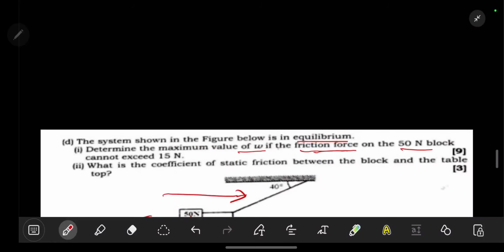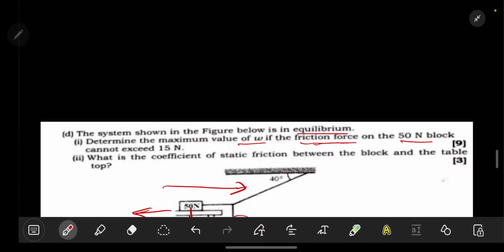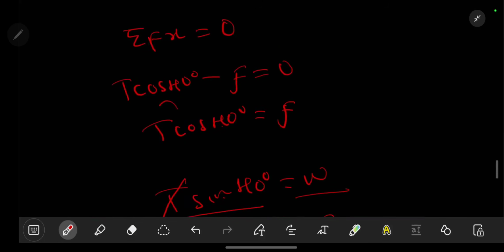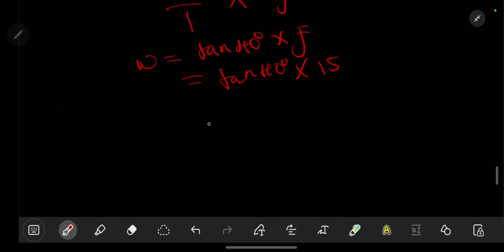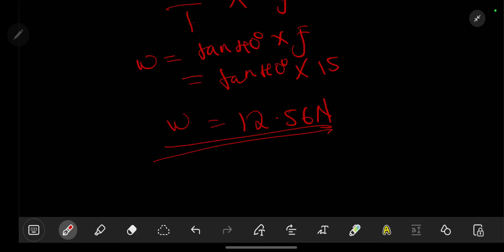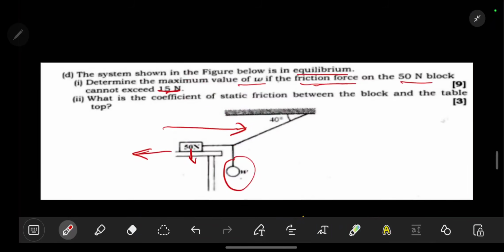They have given us that the frictional force must not exceed 15, meaning to say it is 15. So when we press our tan of 40 times 15, this will give us a value of 12.56 newtons. So this is the maximum weight of the object. With this simple procedure, you may have scored your 9 marks.